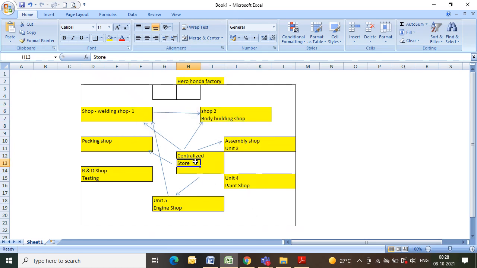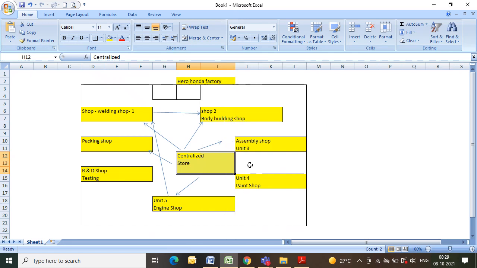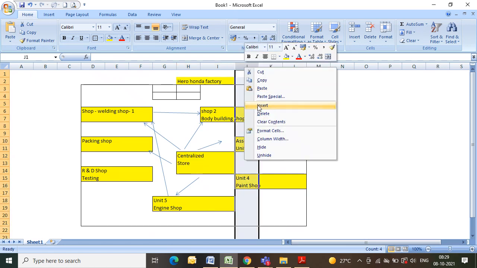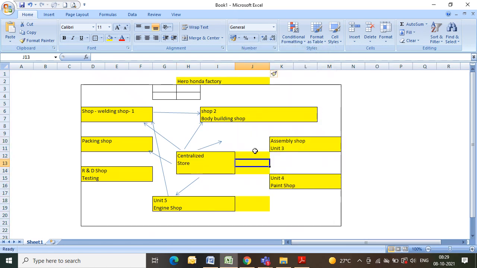In between, there is a centralized store. The centralized store can shift material to unit 1, unit 2, unit 3, unit 4, unit 5, unit 6, and unit 7. It keeps on giving materials. This is the concept of centralized stores. In any factory, in any big operations, mostly they have centralized stores. But it is not necessary that they have them. There is a possibility that they may not have centralized stores as well.